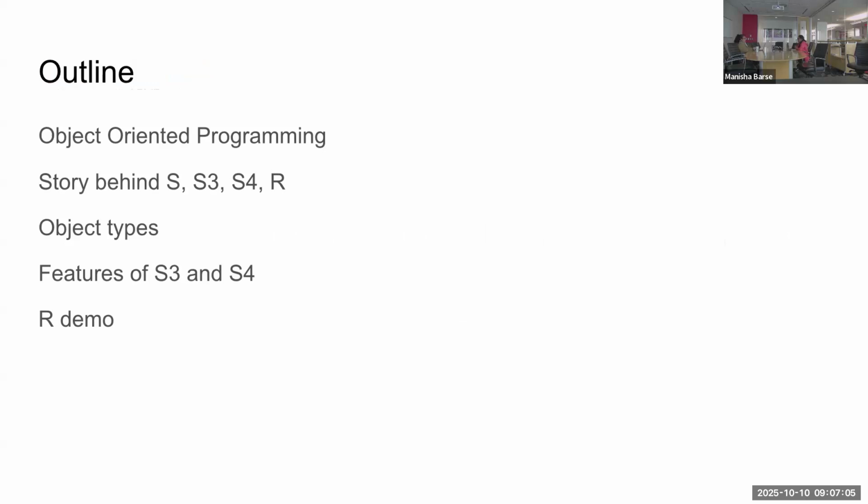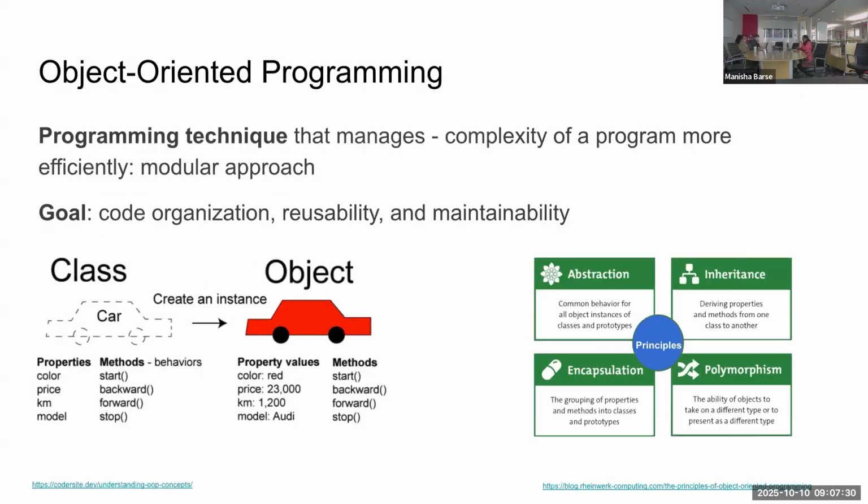And so the outline for today's presentation: I would be talking a bit about object-oriented programming, the story behind S3 and S4, starting from S to R, a little bit of story about it, different object types, and then features of S3 and S4. And along with this, I would be showing some demo, like we will be going through some R demo script as well.